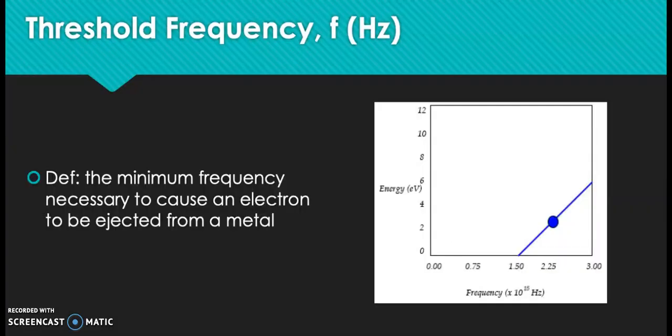Because each of the metals has a different work function, each of the metals also has a minimum threshold frequency. That's the minimum frequency needed in order to have an electron be emitted from the photoelectric effect. So, for instance, in this graph, imagine that these low frequency waves are completely unable to start emitting electrons, and right at 1.5 times 10 to the 15th hertz, electrons start being emitted, and all that leftover energy becomes kinetic energy.